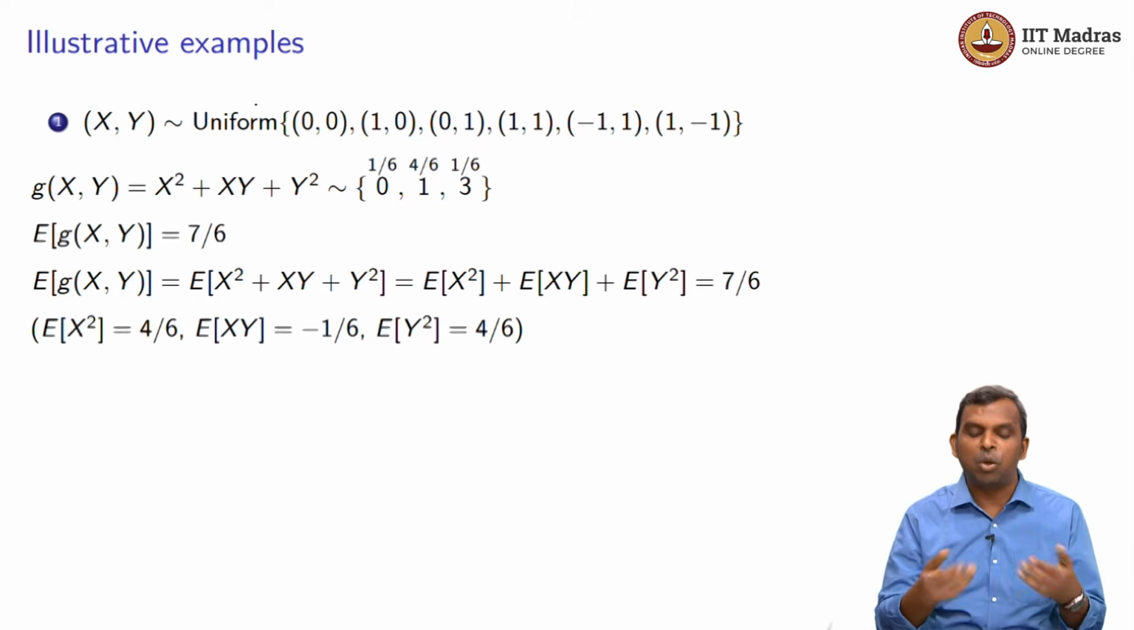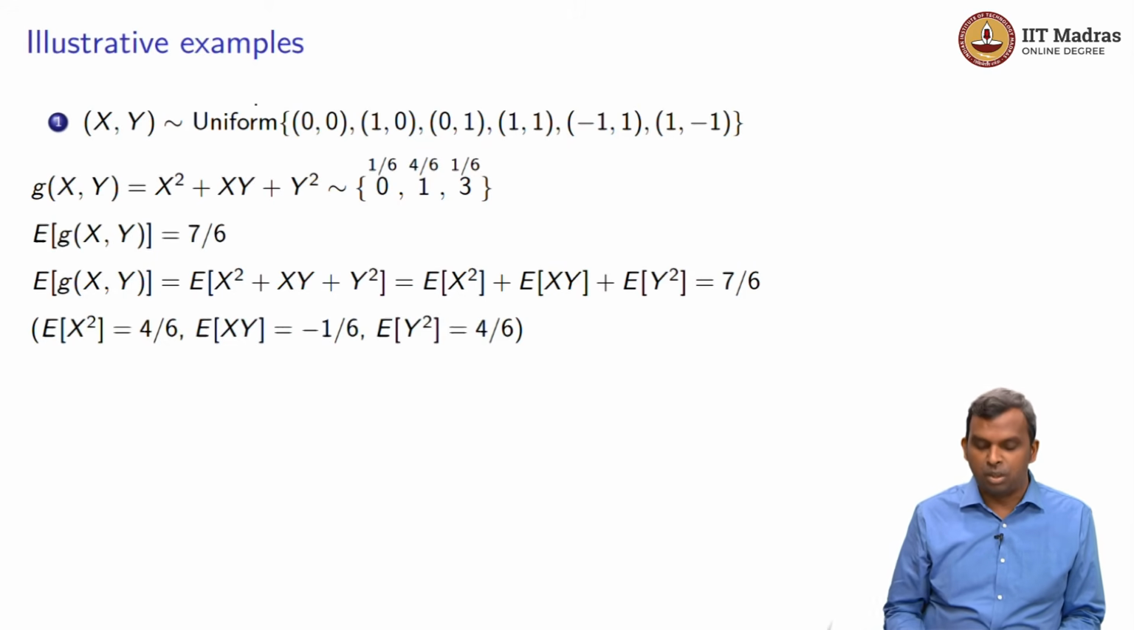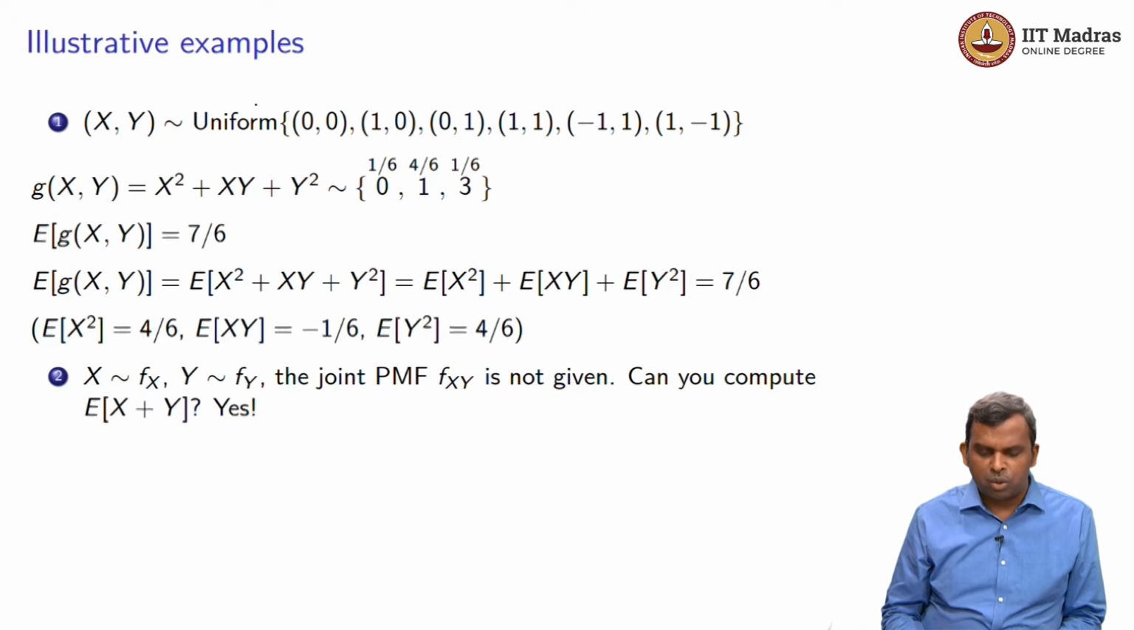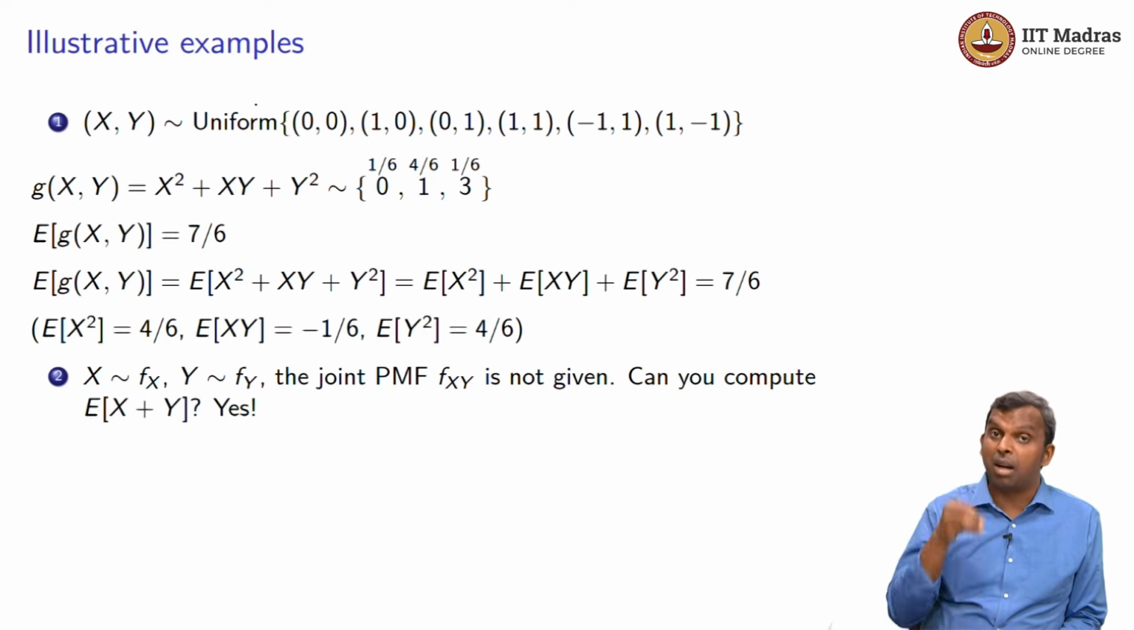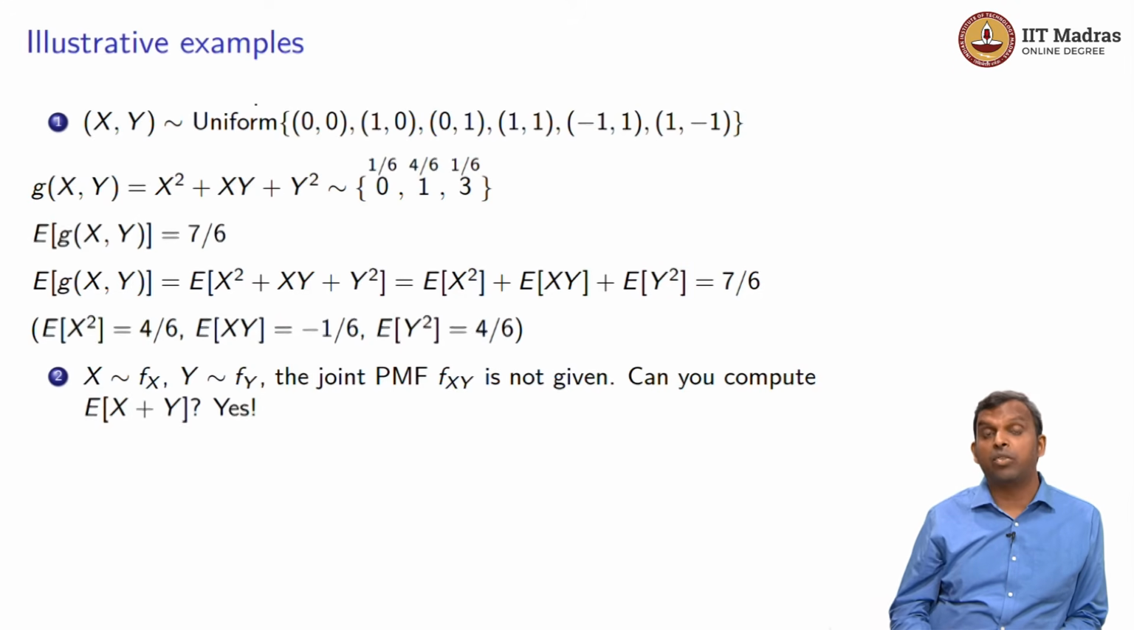So one more way in which the expected value helps you. If you look at this very closely, you see that supposing I only have the marginal distributions of x and y. I know the marginal for x, I know the marginal for y. I don't know the joint PMF. In fact, it's not given to me. Maybe I can't even estimate it. It turns out you can still compute expected value of x plus y.